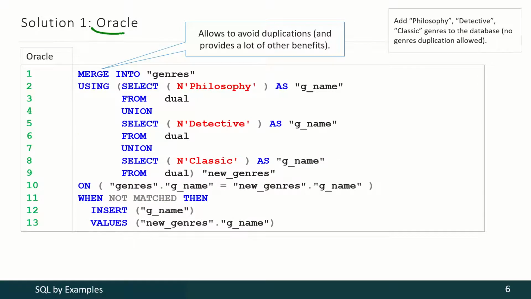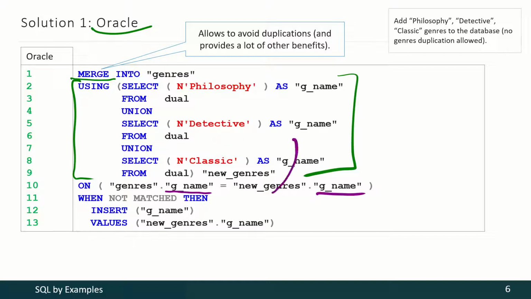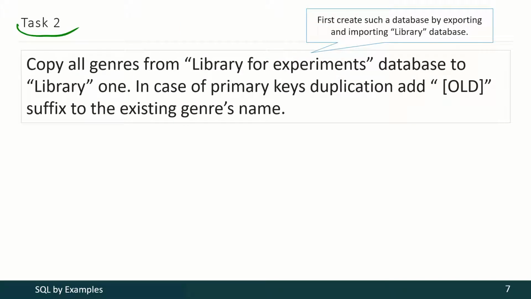The solution for Oracle looks similar to the solution for Microsoft SQL Server. We also use merge operator here. With this approach we are preparing the source dataset, then we are telling the DBMS to compare genres names from this dataset and from the destination table, and only when those values do not match, the DBMS will perform the insert operation.